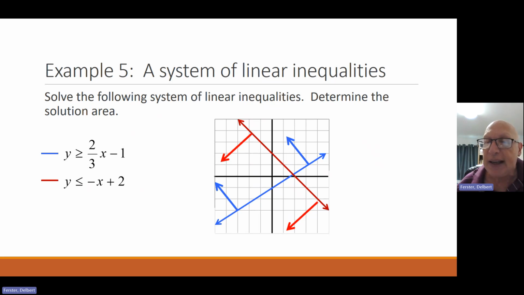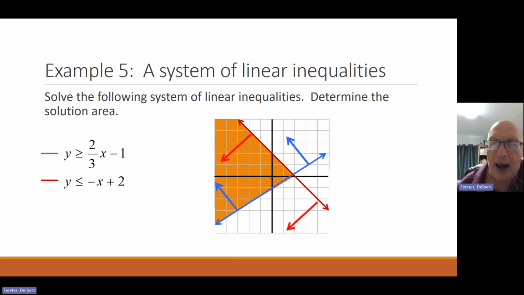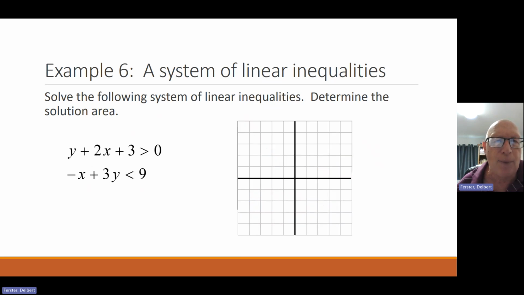So now what you seek is the portion of the grid that covers both forms of shading. So in effect, above the blue line and below the red line. Let's see how I did. Amazing. All right, so the orange represents the solution to the system, and you could have done that without all of the other extraneous shading if you didn't need it. All right, so that's example 5.